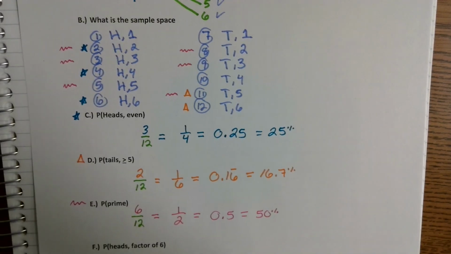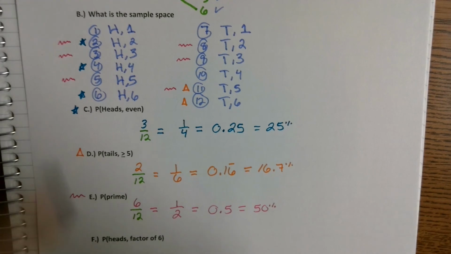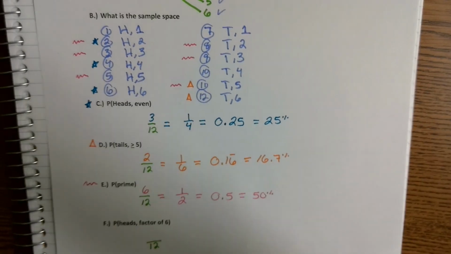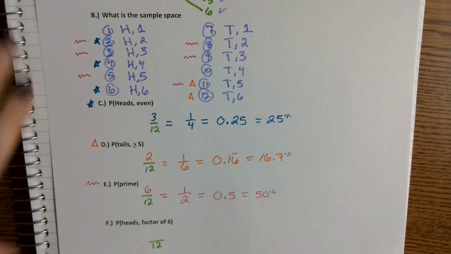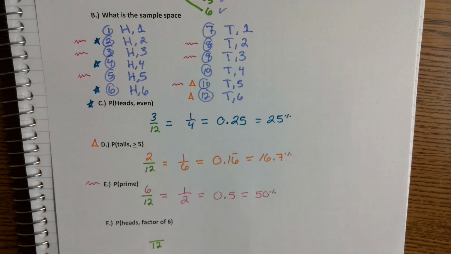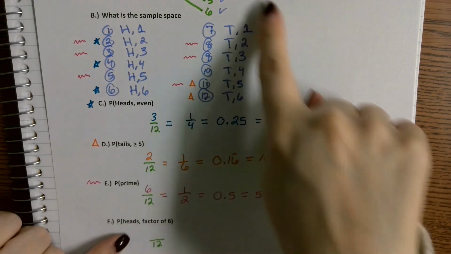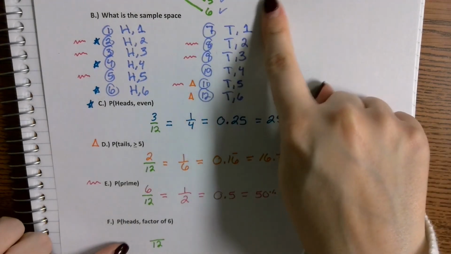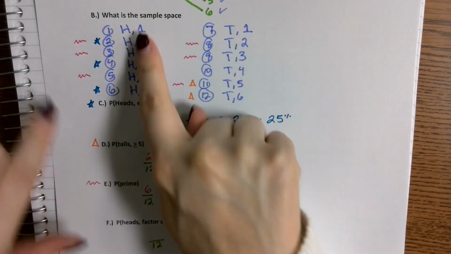The last question, heads and a factor of 6. Factor means that you can multiply the number to equal 6. Multiply the number and it will equal 6. So if you multiply it by another value, it will come out to equaling 6. So are we going to look at options 7 through 12? No, because those are all tails. So we're only looking here.